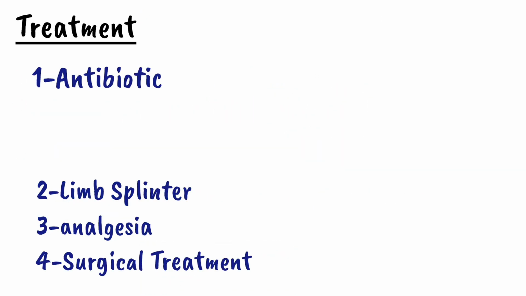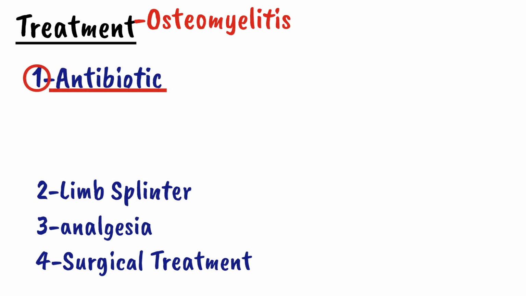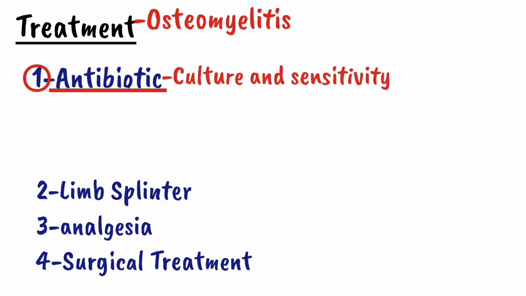Now coming toward the treatment of osteomyelitis, how will we treat a patient? For treatment, antibiotics are the mainstay of therapy. But the question arises, what kind of antibiotic should we use? The answer is that the antibiotic choice is based on culture and sensitivity. But culture and sensitivity take time. So during this time we can provide empirical therapy.